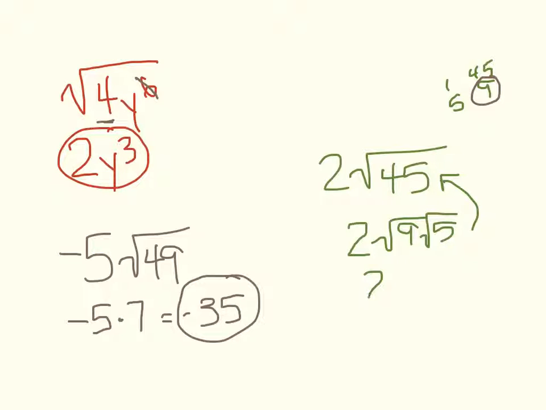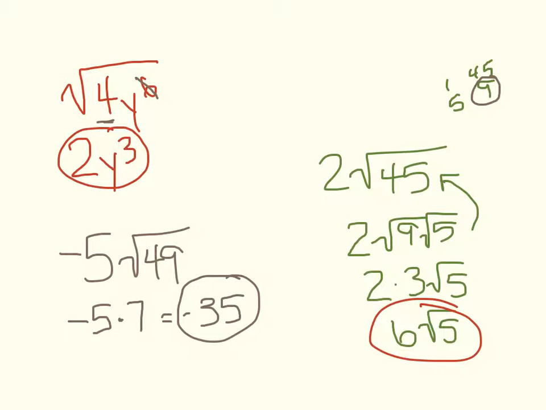So I take my 2. I bring that down. The square root of 9 is 3, so I'm multiplying 2 times 3 radical 5. All right, 2 times 3 is 6, so my answer is 6 radical 5. Now if you were to put this into your calculator and then put this into your calculator, they would equal the same exact thing. So that's how you can kind of go back and check yourself.